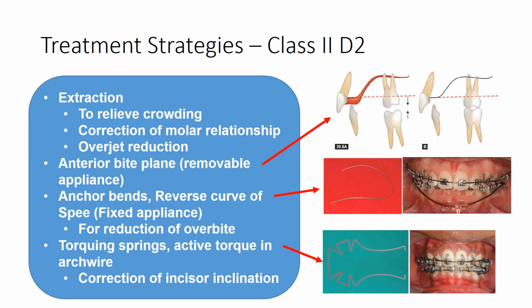Okay, now the overbite can be reduced by using an anterior bite plane, which is a removable appliance, or we could use fixed appliances incorporating anchor bends or reverse curve or SPI in the arch wire, and the inclination can be corrected using either extra torquing springs in the fixed appliances, or the arch wire could carry active torque adjustment to correct the incisor inclination.